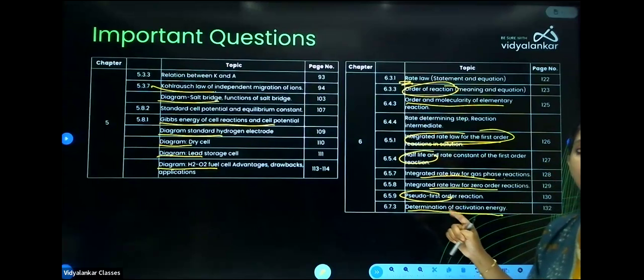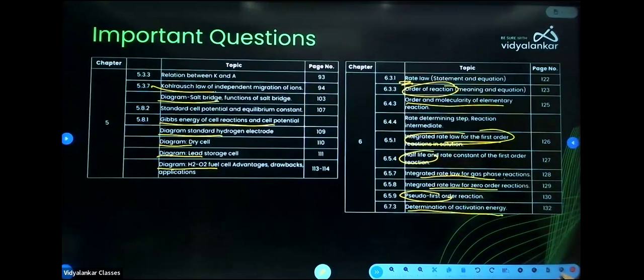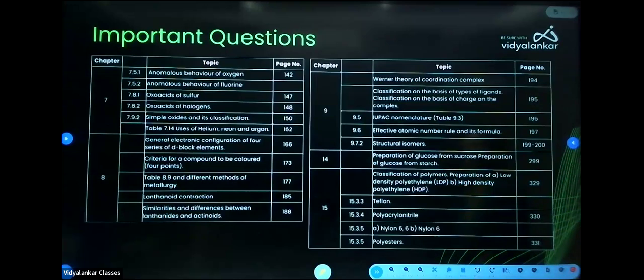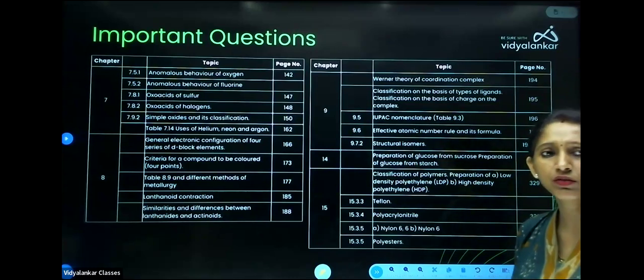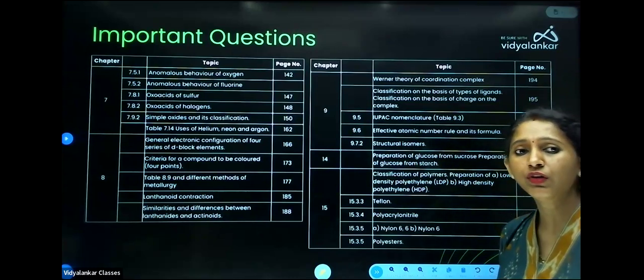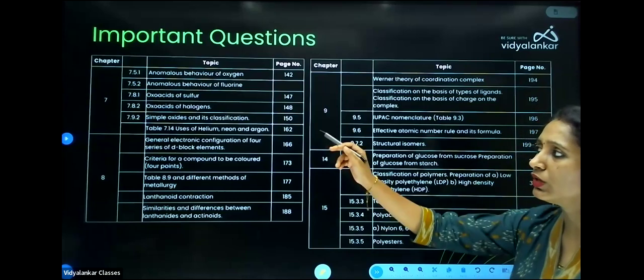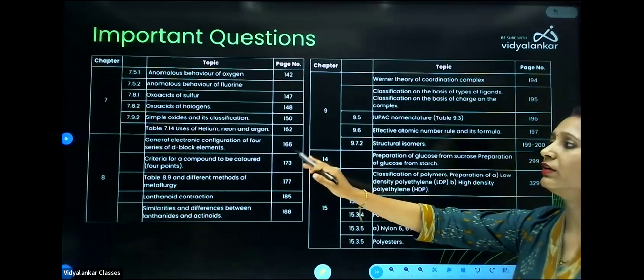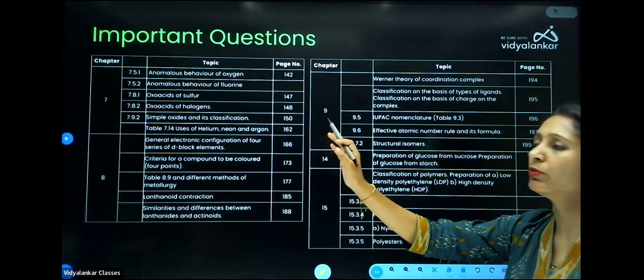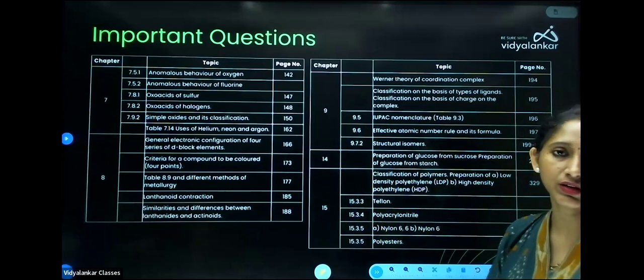So this is about chemical kinetics. Let us go with the next page. This is chapter number 7, which is the most weightage chapter, a very lengthy chapter of the syllabus. So those who find this chapter very difficult can go with only the given topics. At least for those topics, you will score better if the question is asked.